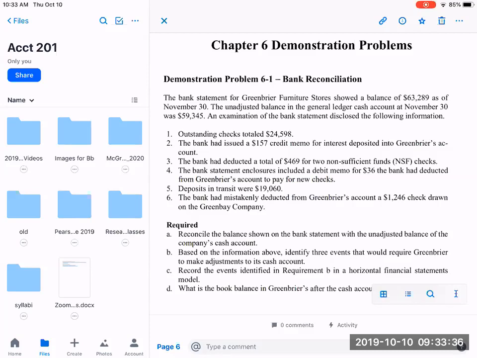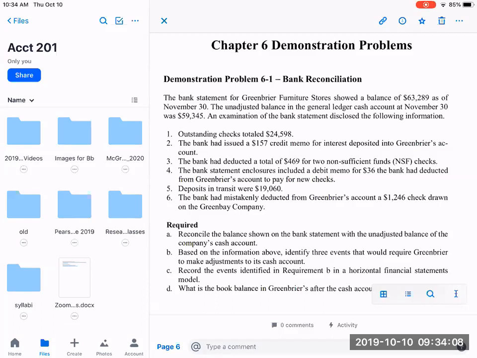The bank had issued a $157 credit memo for interest deposited into their account. Essentially, this is money that the bank has on the bank statement that we have not yet recorded, because we do not get that information until the bank statement arrives. You would have interest in the event that the bank is keeping some of your deposits, collecting interest on it and lending it out.